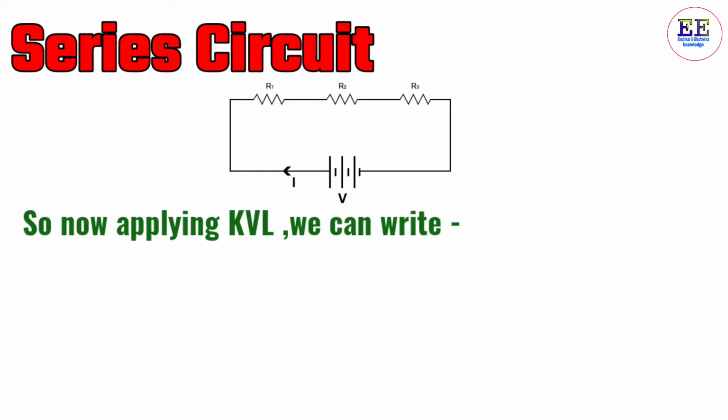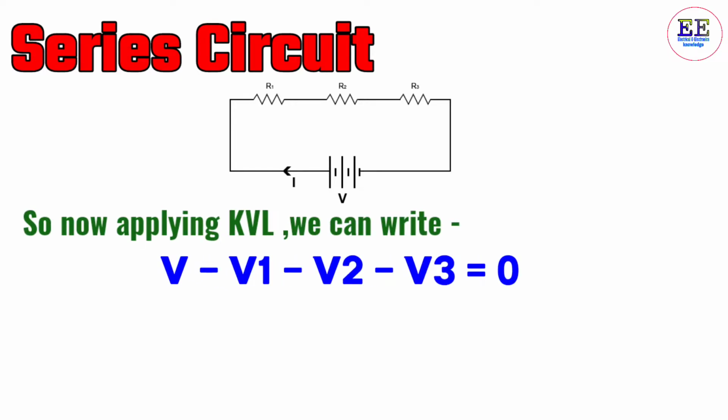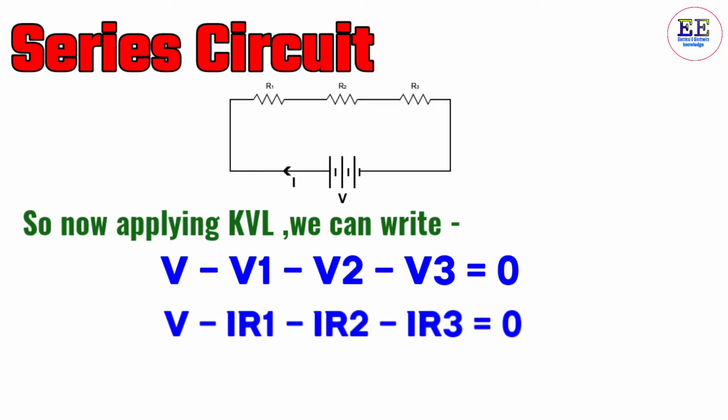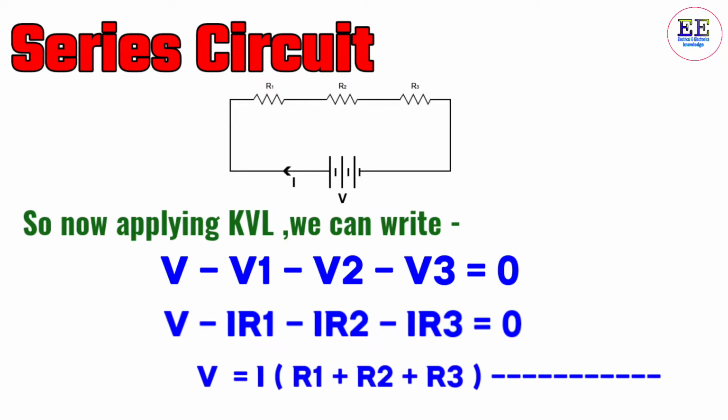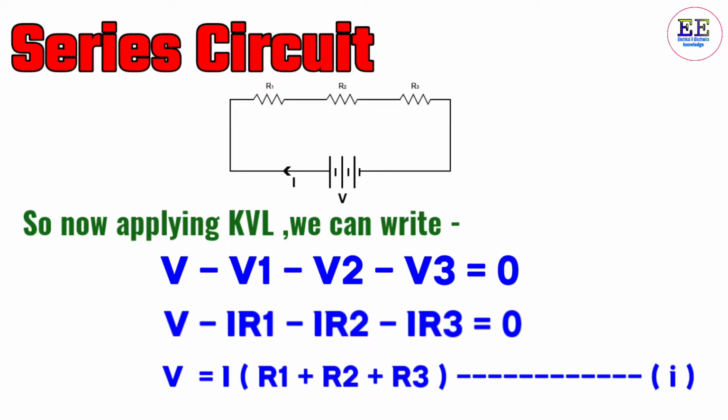So now applying KVL, we can write V minus V1 minus V2 minus V3 is equal to 0. Now using Ohm's law, we can write V minus IR1 minus IR2 minus IR3 is equal to 0. So we can write V is equal to I into (R1 plus R2 plus R3). Let's say this is equation number 1.